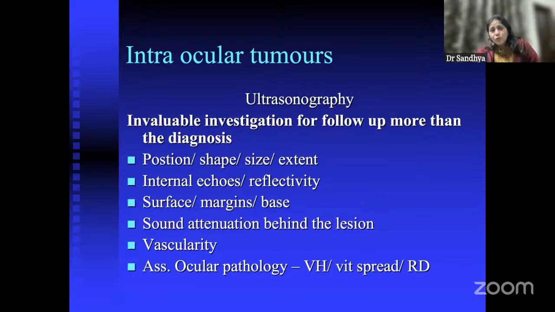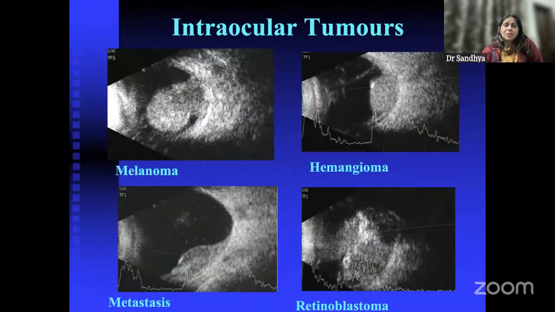So what we have to look for when we are talking about intraocular tumors: position, shape, size, extent. We look for internal echoes, internal reflectivity. We look for surface, margins, base of the lesion, and any sound attenuation behind the lesion. How is the vascularity of the lesion? Is there any associated pathology like vitreous hemorrhage, vitreous spread, or associated detachment? So we have to look for all those things, what is happening along with tumors.